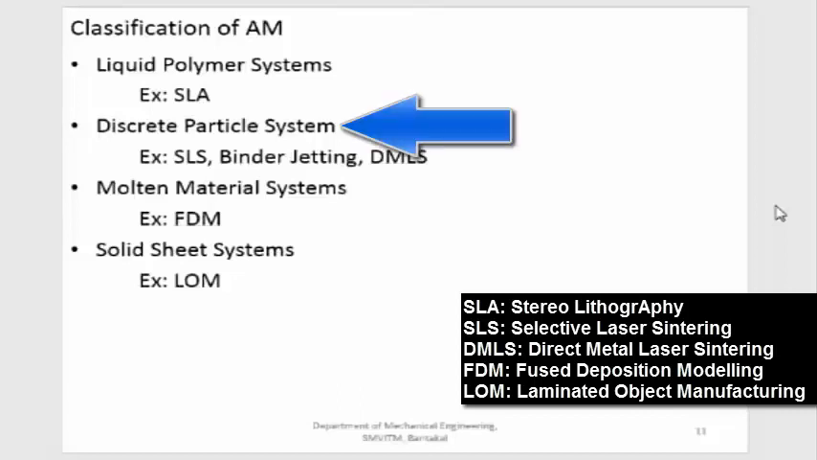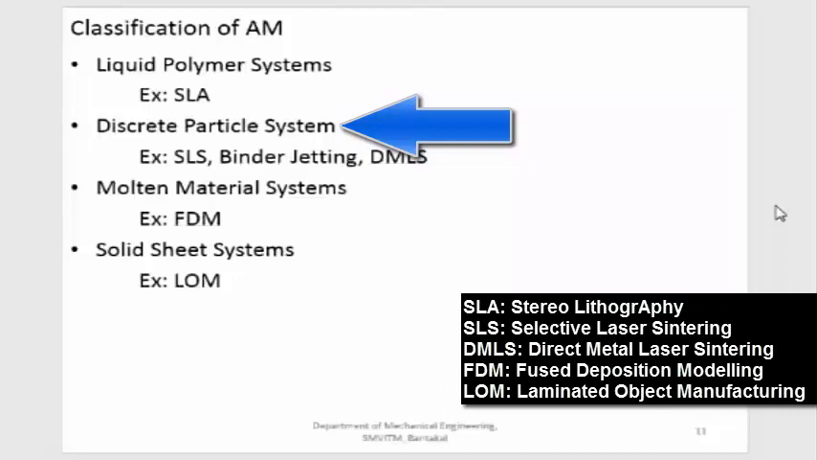The next type of classification is the discrete particle system. In this method, we are using powder. The material will be in the form of a very fine powder, maybe 100 microns or 150 microns. Whatever the size of the powder, it will be less than the layer thickness. For example, if you want a very accurate component, you go for a very small layer thickness. If your layer thickness is say 0.1 millimeter, then the particle size should be smaller than the layer thickness, so less than 100 microns. So it may be 60 microns, 50 microns, or 30 microns.